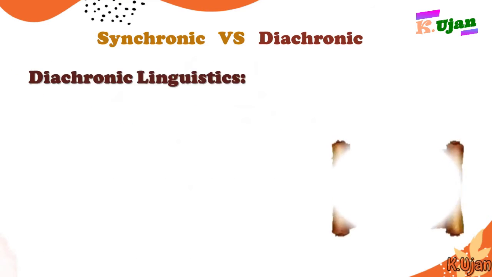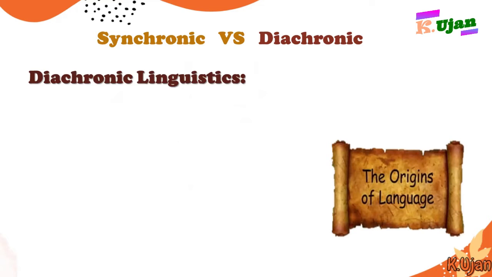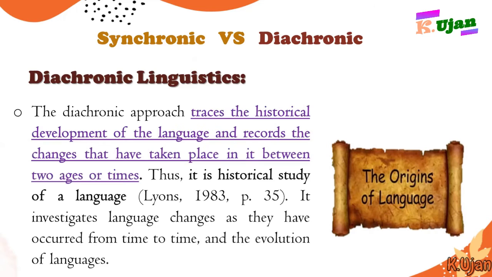Here we are going to refer to another approach in linguistics that is known as diachronic linguistics, as it is there in the picture. The origins of language, meaning when we study the origins of language, the diachronic approach traces the historical development of the language and records the changes that have taken place in it between two ages or times. यानी डायक्रोनिक अप्रोच में हम स्टडी कर रहे होते हैं कि हिस्टोरिकली लैंग्वेज में क्या डेवलपमेंट हुई है, यानी ओल्डन टाइम्स में लैंग्वेज कैसी थी और इस वक्त लैंग्वेज कैसी है.